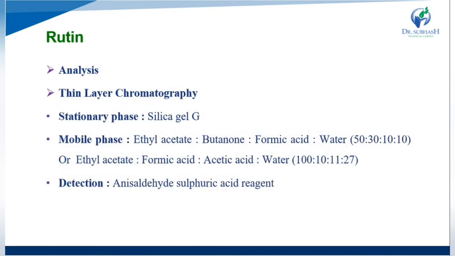Now we see the analysis. For the analysis we use thin layer chromatography. In thin layer chromatography there are two phases: the stationary phase and the mobile phase. The stationary phase is silica gel G, and the mobile phase here has 4 components.